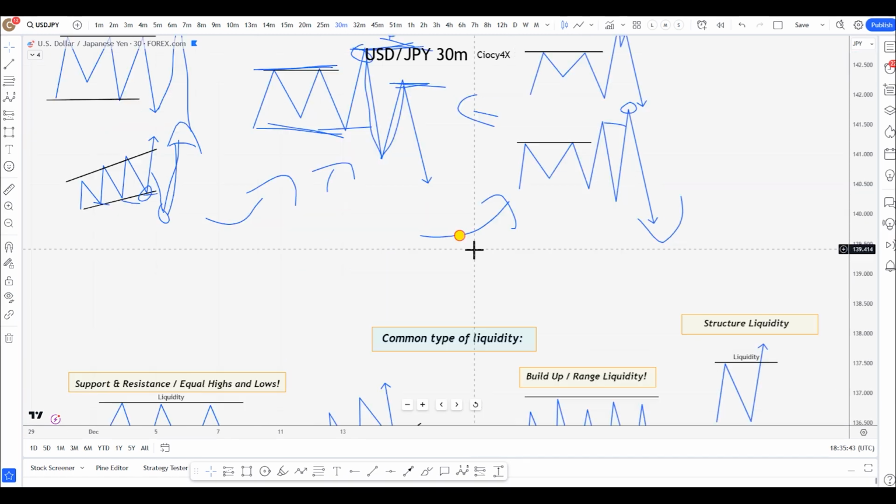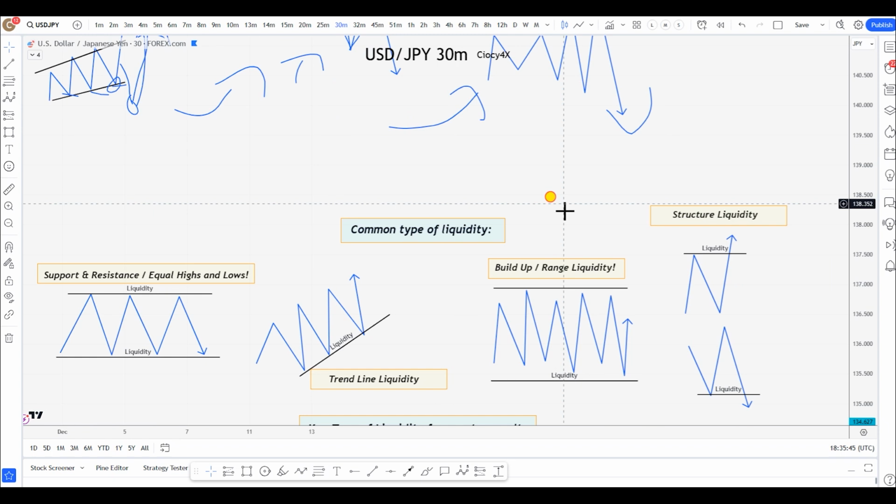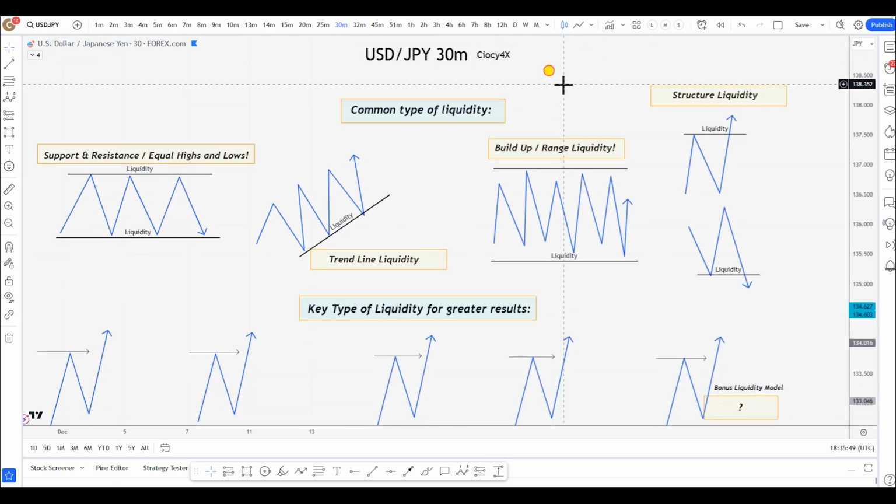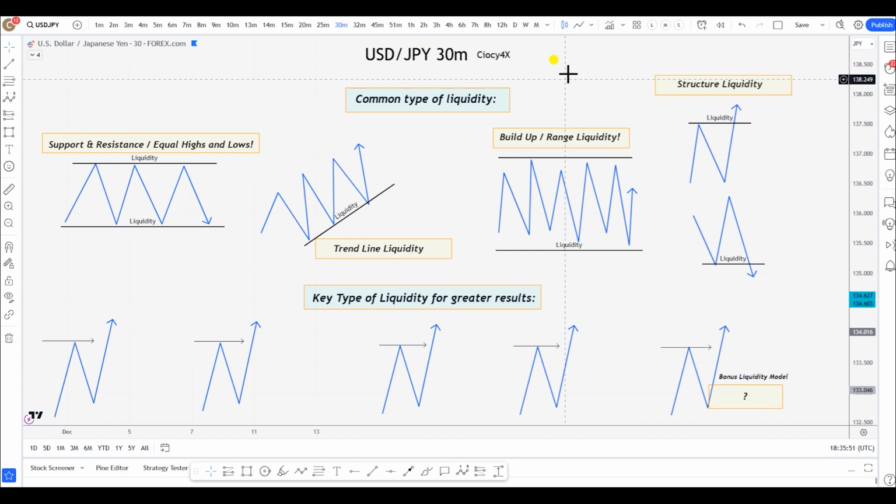So we have over here, if I scroll down here, I literally made already the drawing for you guys so you can clearly see what is going on over here and what are the very common type of liquidity that you can face every single day on your daily trading, right? Day-to-day trading and every time, every moment. So what are these? Common type of liquidity are this one over here, okay? And key type of liquidity for greater results, well, I'll break you down in a bit, but let's start first understanding the importance of this type of liquidity.